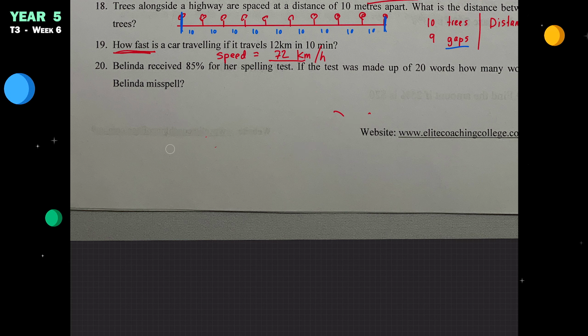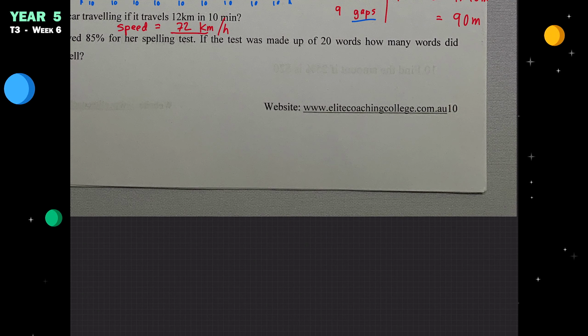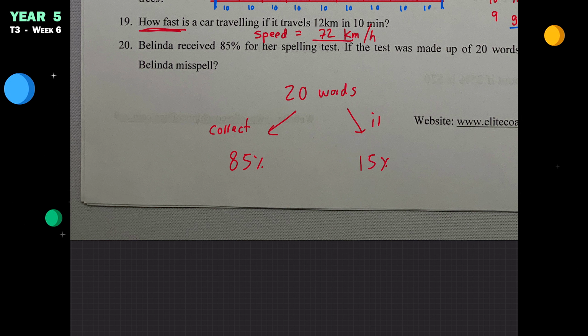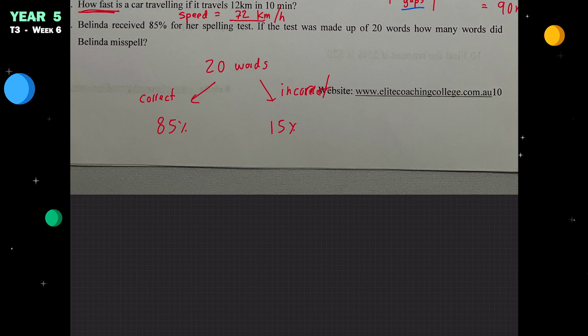Next question, last one, says Belinda receives 85% for her spelling test. If the test was made up of 20 words, how many words did Belinda misspell? So there are 20 words. The ones she got correct, she received marks for, is 85%. She got 85% correct, which means she got 15% incorrect. Okay, my spelling's not 100% there, but yeah. Misspell means the ones she got wrong, incorrect.